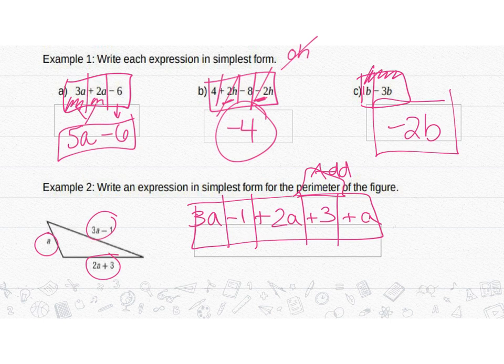So 3a, 2a, and a, or 1a, are all like terms, so we combine them. 3 plus 2 is 5, 5 plus 1 is 6a, and then negative 1 and 3, negative 1 plus 3 is positive 2, so we'd write plus 2.